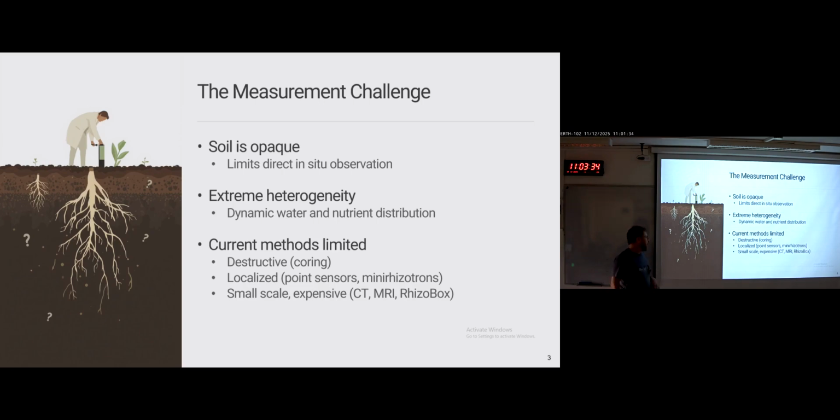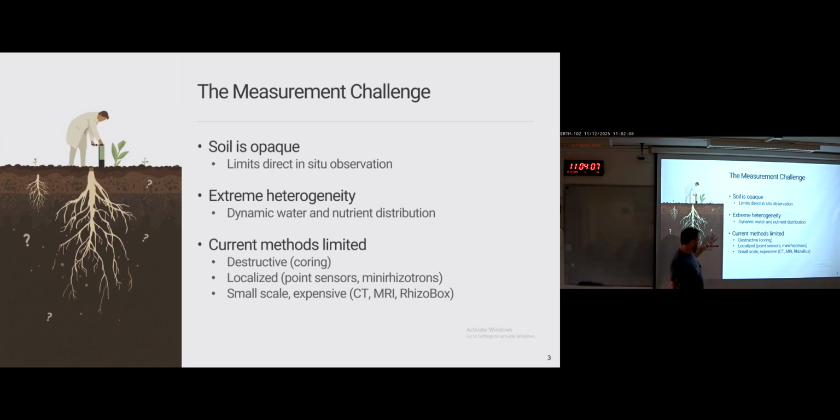Another problem is that soil and roots are extremely heterogeneous bodies. The spatial heterogeneity is huge for soil, as you probably know. And of course, water content, salinity, and nutrients are all dynamic properties that change in time. Roots also grow in the soil, so it's really a heterogeneous system.